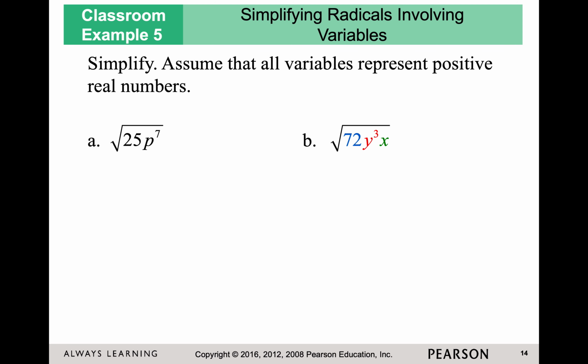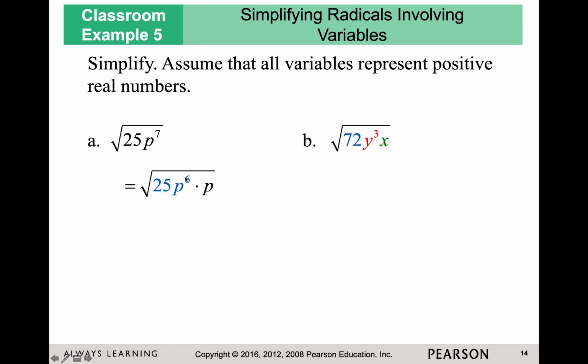Now I'm looking at, okay, is the number fully simplified? Is the exponent fully simplified? So the square root of 25p to the 7th. The index here is 2. 7 divided by 2 is not a whole number, so there's not a whole lot I can do just yet with that. But the 25, I can definitely take the square root of 25.